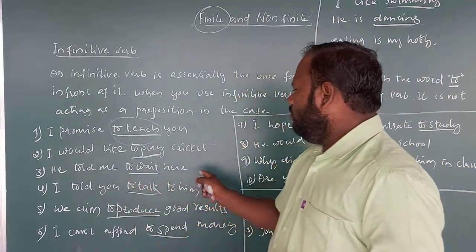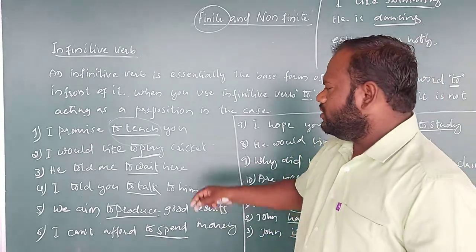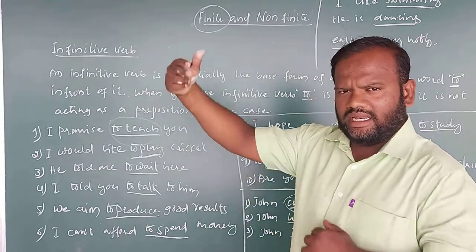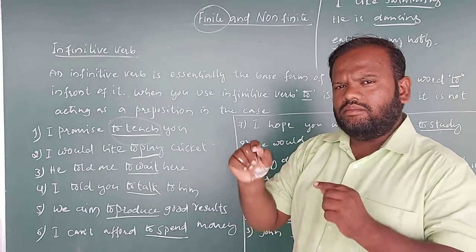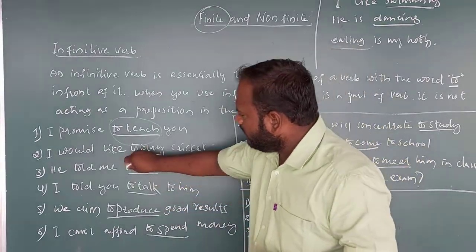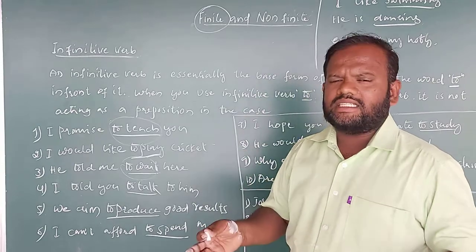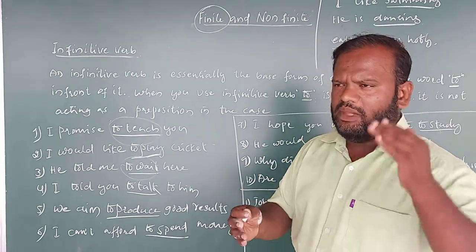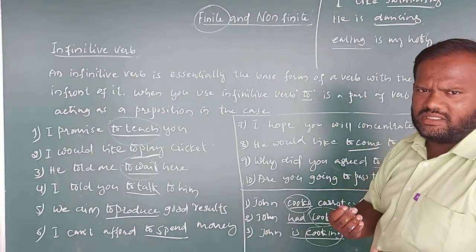He told me to wait here. If you change it into another tense, he had been telling me to wait here. So the to wait, which is a verb, will remain as it is itself. It is constant, so that we can call it a non-finite. Already we have discussed such things.